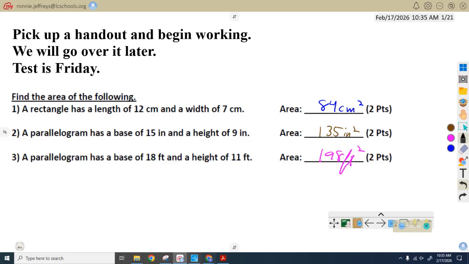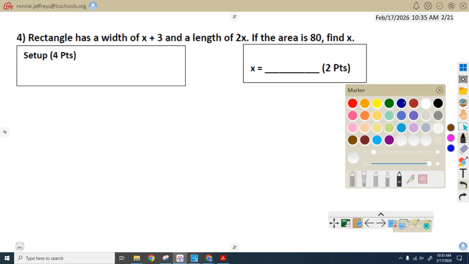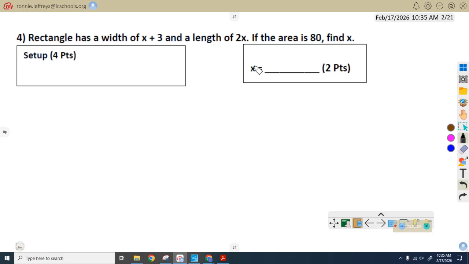All right. So, that was 1 through 3. All right, number 4. Told you to set up only. Okay, so rectangle is this, area is this. So this is what it would look like.